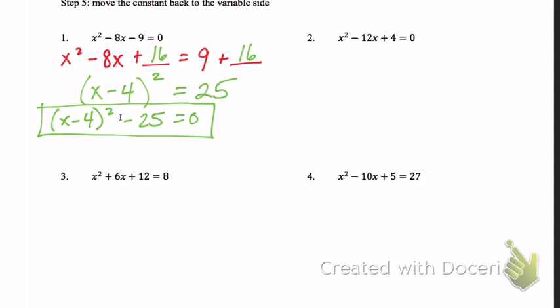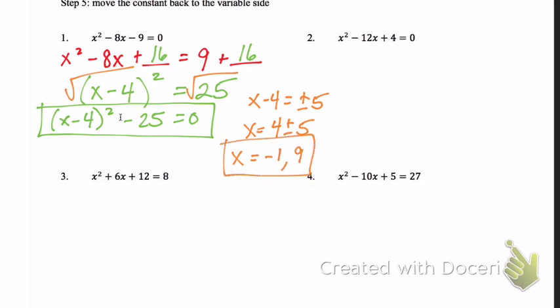If I were solving it, then I would square root both sides. So x minus 4 equals plus or minus 5. x equals 4 plus or minus 5. x equals 4 minus 5, which is negative 1, and 4 plus 5, which is 9.